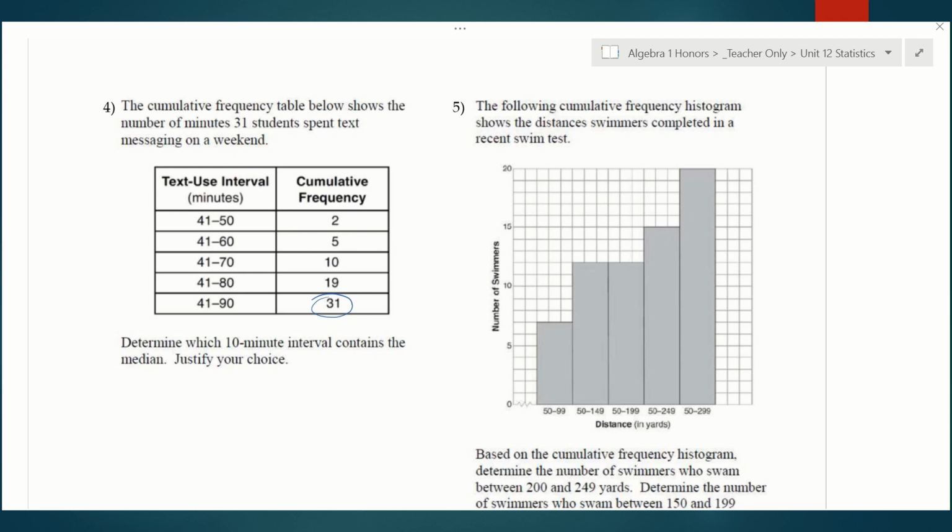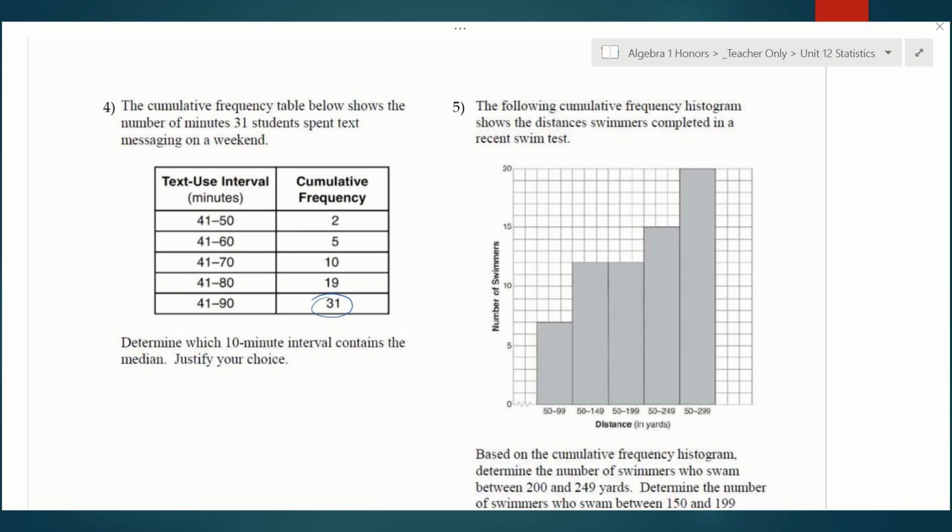Think about that. Would it be the 15th or the 16th? It would be the 16th, right? Because you'd have 15 people on one side, 15 people on the other side, and then you'd have one in the middle. So the 16th person is your median. So our job is to figure out where is the 16th person in these intervals.